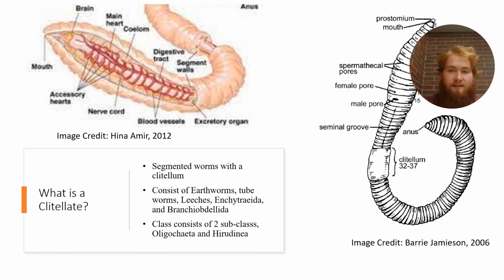This class is divided into two subclasses. The Oligochaeta, consisting of roundworms and earthworms, and the Hirudinea, consisting of leeches, Entradia, and Brachiodelida. And as seen above and to the right, these are some of the common anatomy parts of mostly worms, but kind of applies to both worms and leeches.